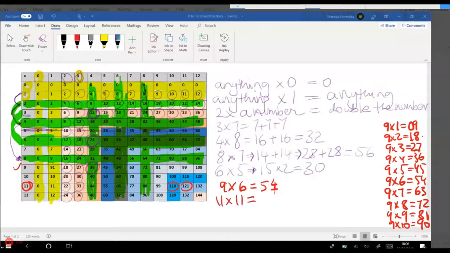So 11 times 11, you can break one of these 11s down into 10 and 1. So then we'll do 11 times 10 first to give us 110, and 1 times 11, which is just 11. Add them together, so that gives us 121.